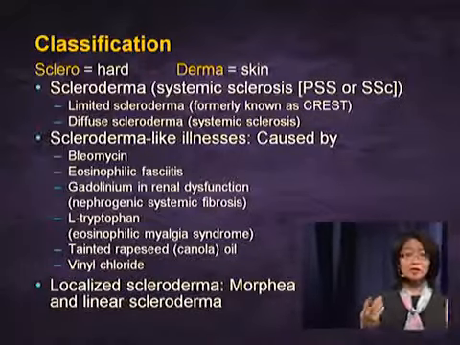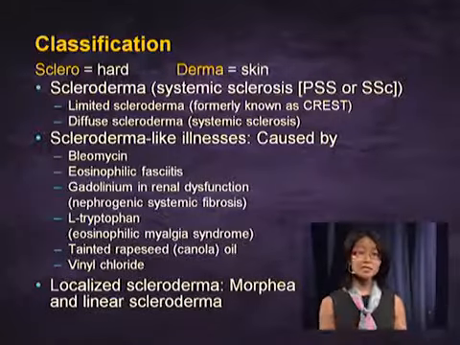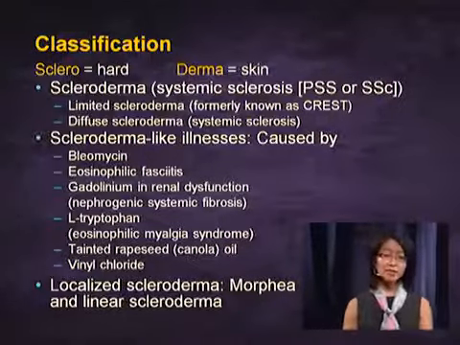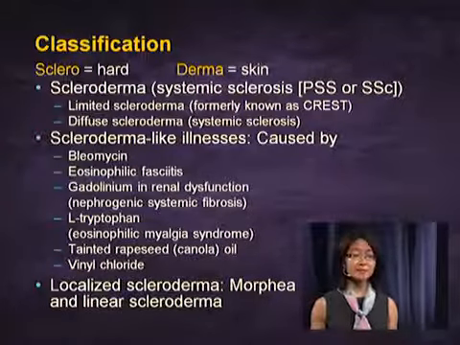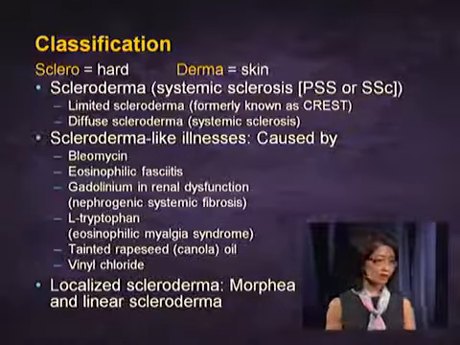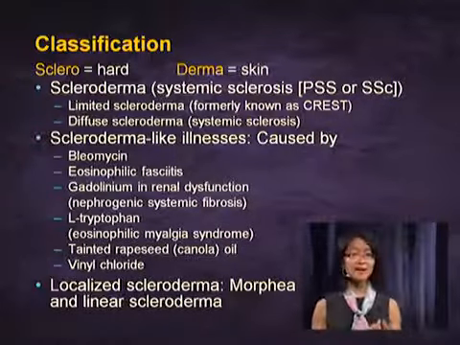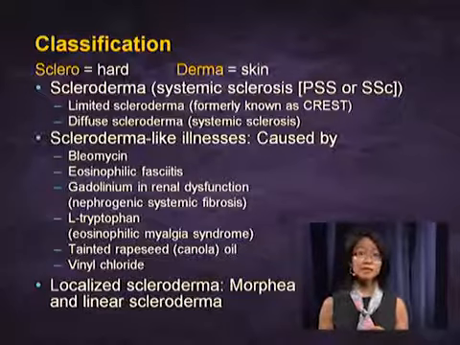Now, the scleroderma that you all are probably familiar with consists of primary systemic sclerosis. So CREST, which includes limited scleroderma, or diffuse scleroderma, so systemic sclerosis, where it involves the whole body, internal organs included. CREST syndrome stands for calcinosis, Raynaud's, esophageal dysmotility, sclerodactyly, as well as telangiectasia.